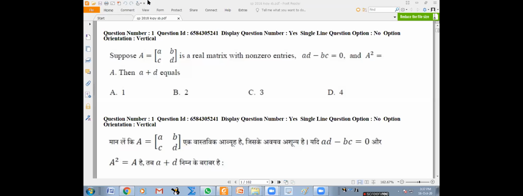What is the question? They gave a matrix. They already said ad minus bc is 0. And they said A square equal to A. Bring A to the LHS, you'll get A square minus A equal to null matrix. They asked what is a plus d, which is exactly the trace. So trace is 1.